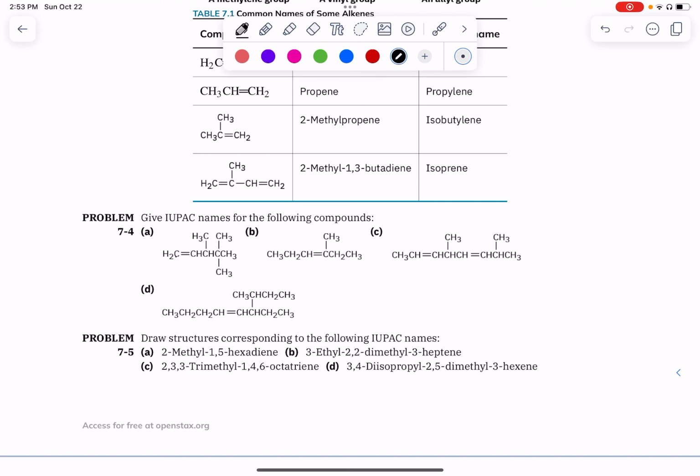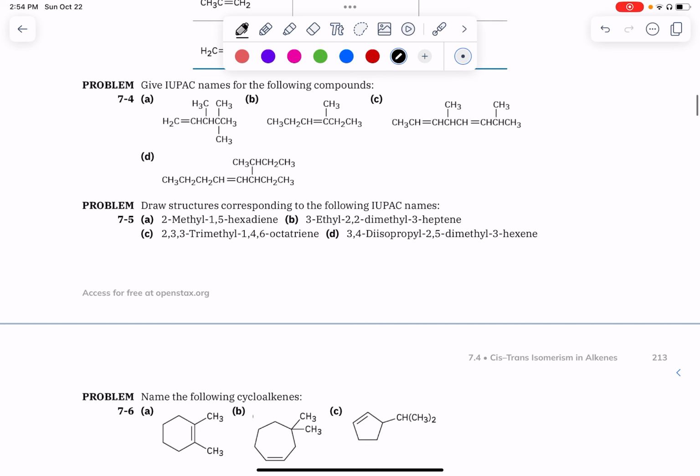All right, let's practice naming some of these double bonded compounds. Starting with A, I'll just bring it down here and name it down here. A says that we've got, I would draw these out. These are really hard to read, but we've got 1, 2, 3, 4, 5 carbons. Looks like we've got a double bond between 1 and 2.